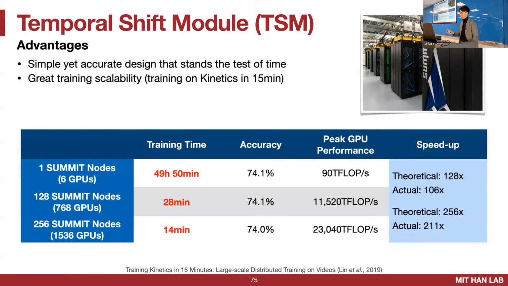And our model, due to its design, is also quite scalable. Back in 2019, we also experimented with scaling up the training of large video networks. Nowadays people are using thousands of GPUs for foundation model training, but at that time this was a kind of early effort. We were able to scale up the training to over 1,500 GPUs on the Summit supercomputer, getting pretty good scaling behavior and finishing the training on the largest video dataset, Kinetics, in only 15 minutes without any hurt in terms of accuracy.